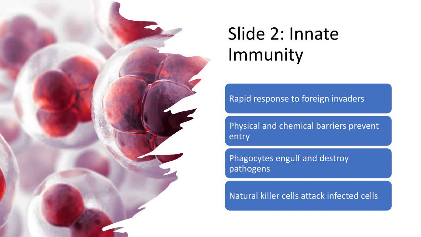Phagocytes are cells that engulf and destroy pathogens. They are like the Pac-Man of our immune system. Natural killer cells, on the other hand, attack infected cells that have been taken over by viruses or abnormal cells that could become cancerous. Together, these components of innate immunity provide a powerful defense mechanism against infection.